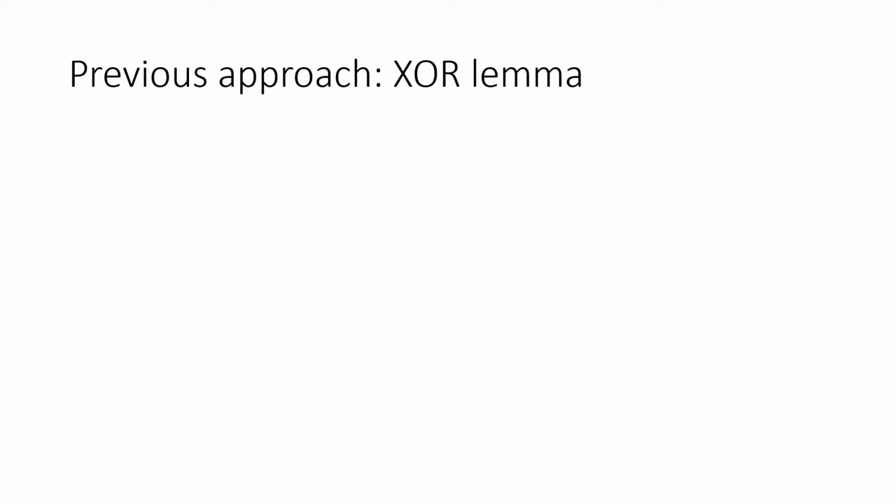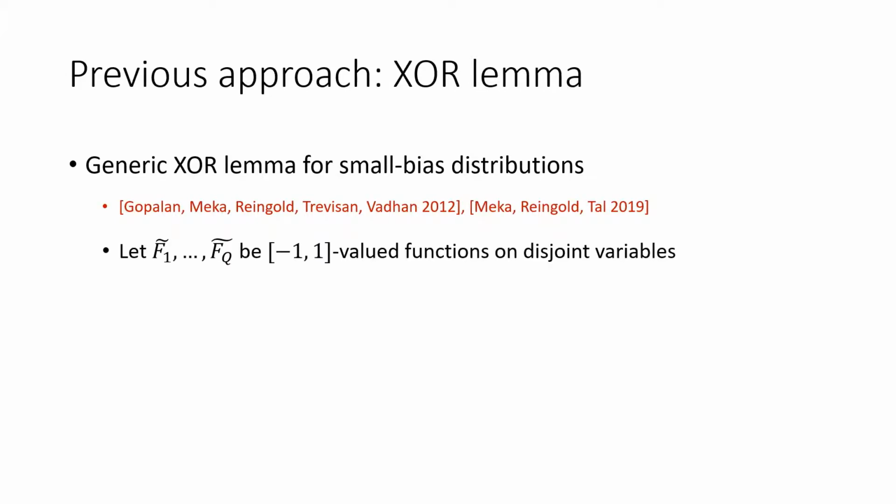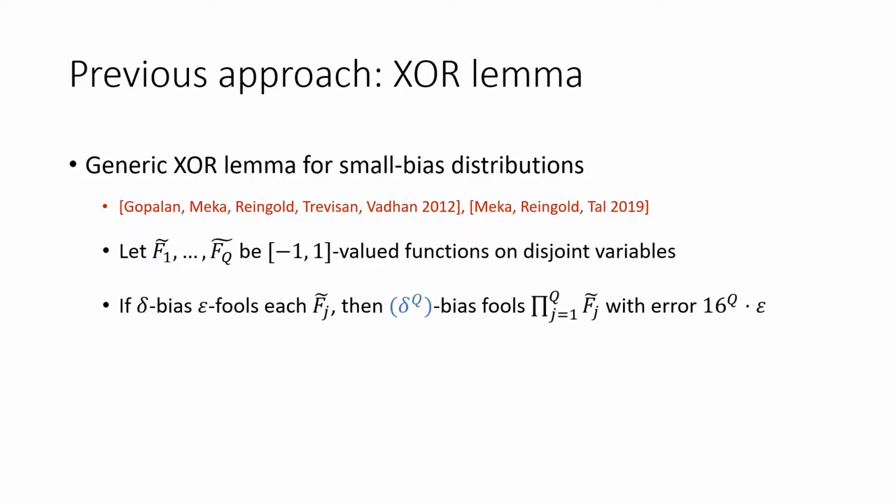Here's how previous works have handled this issue. There's a generic XOR lemma for small bias distributions. It says, suppose we have any q functions on disjoint variables, and assume that each one is fooled by small bias distributions. Then their product is also fooled by small bias distributions. In our case, this product makes sense because our polynomial f is the product of all the buckets.